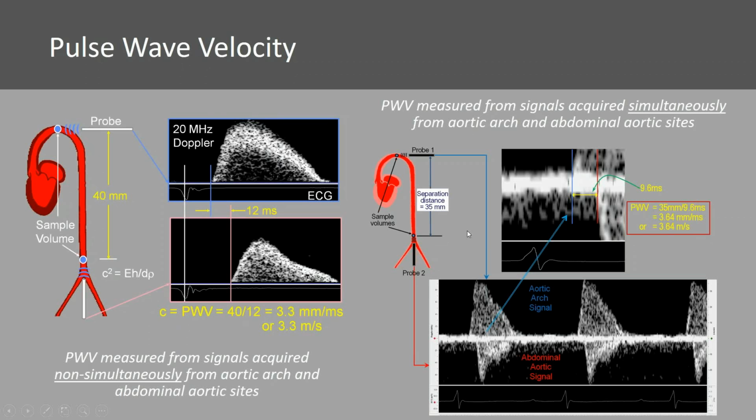In simultaneous acquisition, as we discussed before, two probes are used, again, one at the aortic arch and one at the abdominal aorta, obtaining spectrograms from the two sites on the same pulse of blood. And we display them, again, simultaneously. So any measurement is made directly on a single spectrogram. For both, the distance is measured between the probes on the surface of the animal.